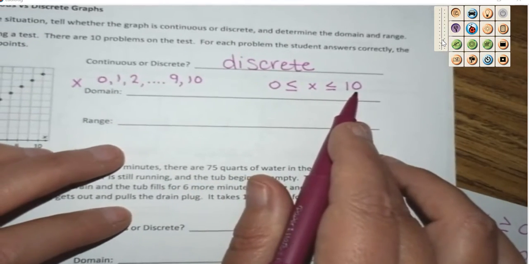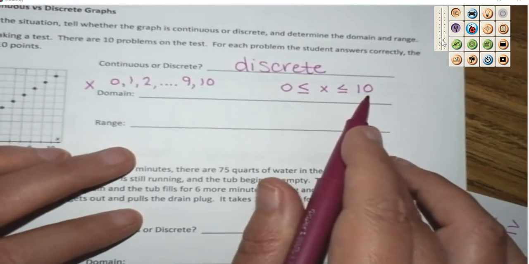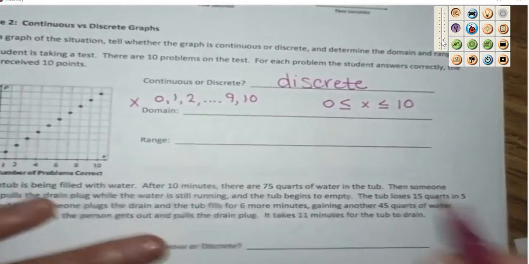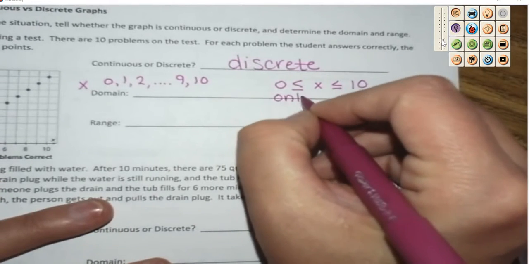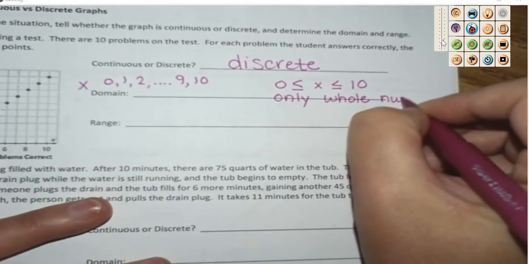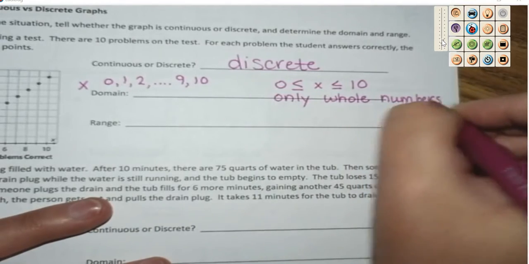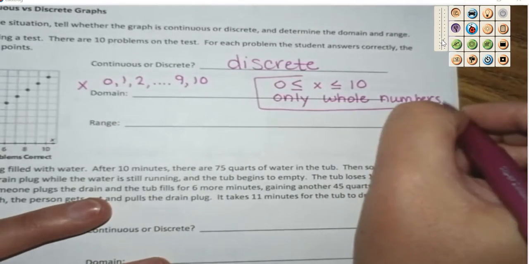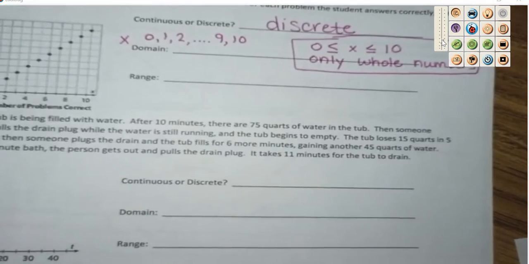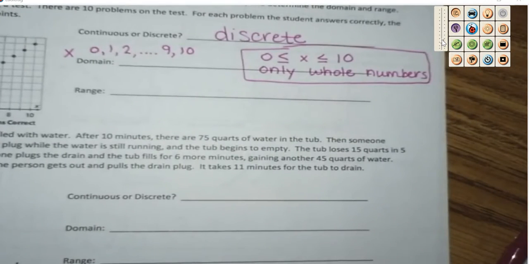to 10, and then you also have to add, because it's not every number, it's only our whole numbers. So you have to put that, only whole numbers. So you're going to state that it's only 0, 1, 2, 3. It can't be 0.2 or 0.5 or 1.6.